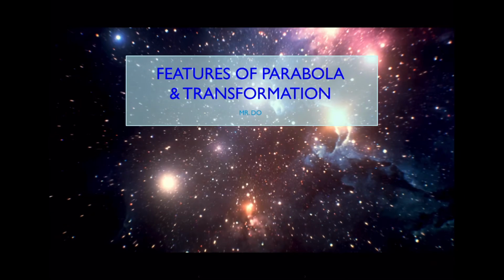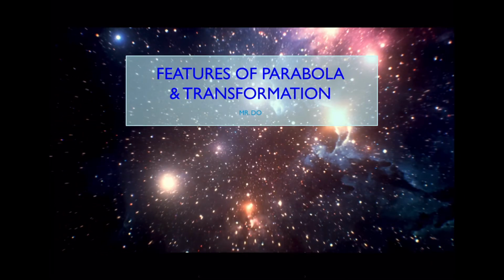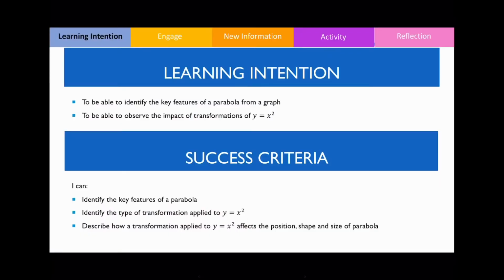In this video, we're going to be looking at the features of a parabola, and we're also going to be looking at different types of transformations. The learning intention of this video is for us to be able to identify the key features of a parabola. And lastly, we're going to be observing the impacts of different types of transformations on the simplest quadratic equation, which is y = x squared.